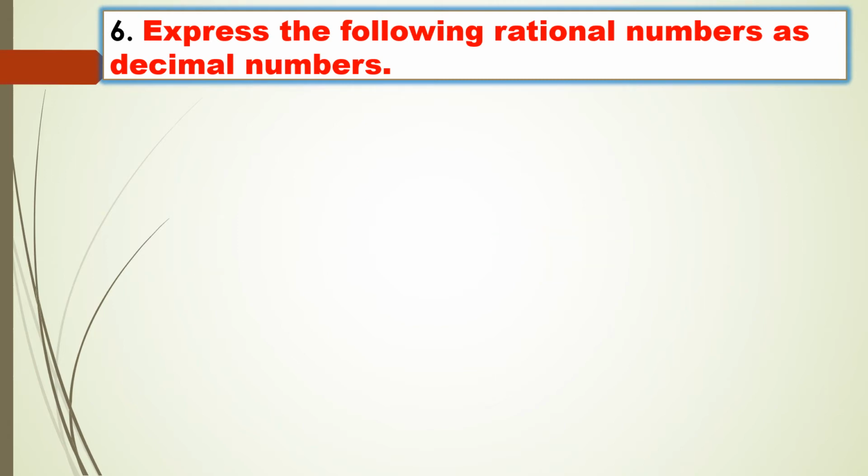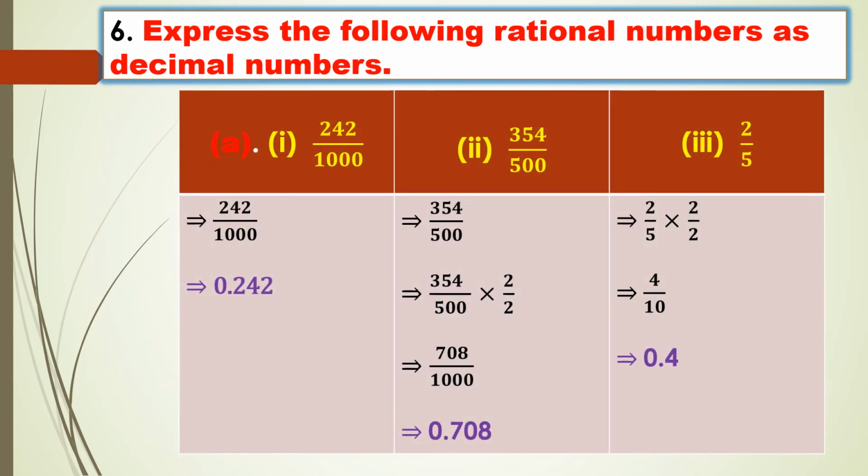Clear? So let us go to the first question. Here is your first question: 242 by 1000. So here I should write 242 as it is, right? And I should count how many zeros are there here. 3 zeros. So 1, 2, 3. So the point comes before 3 digits, and 0.242 is my answer.